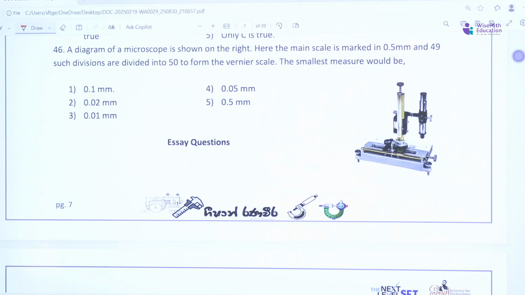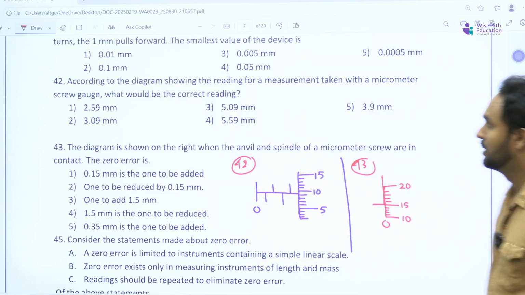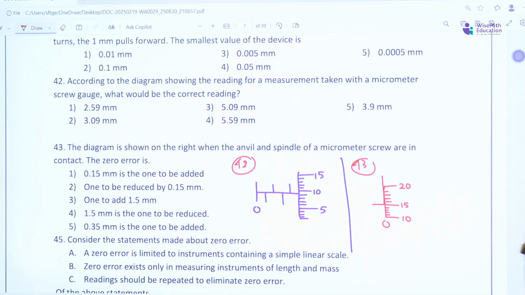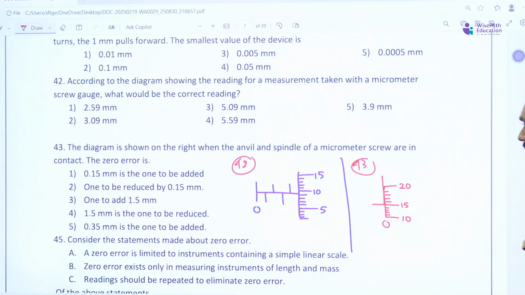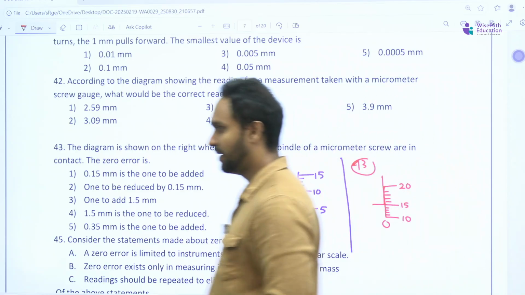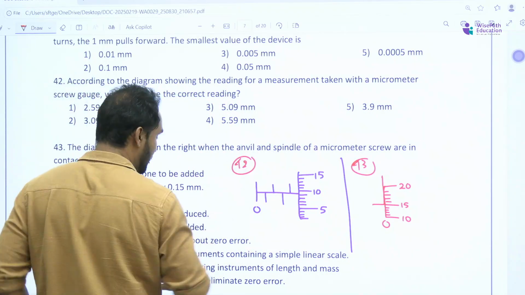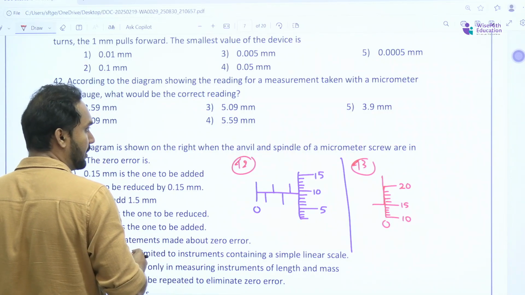Yeah, shall we discuss the question number 42, right? According to the diagram showing the reading for a measurement taken with a micrometer screw gauge, what would be the correct reading? Now they're asking for the reading, isn't it? So how do you take the reading? Here, it's the same, right? It's the same, 2.59. How's it? We'll check, right? So now how do you take the measurement of a micrometer screw gauge?